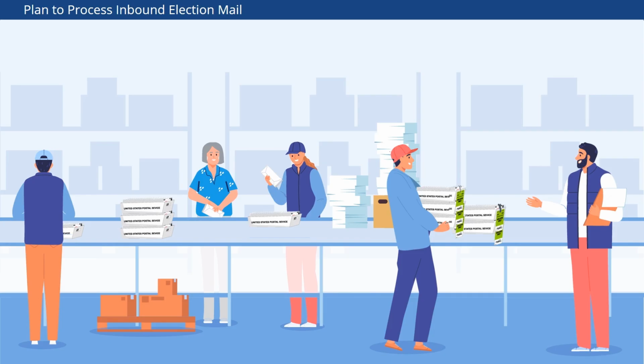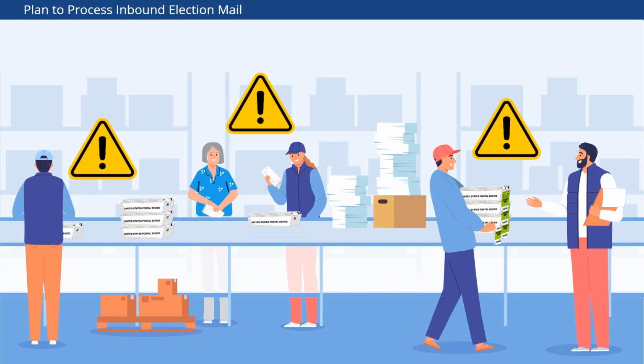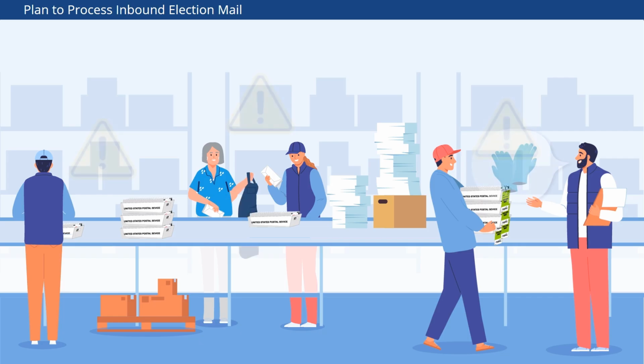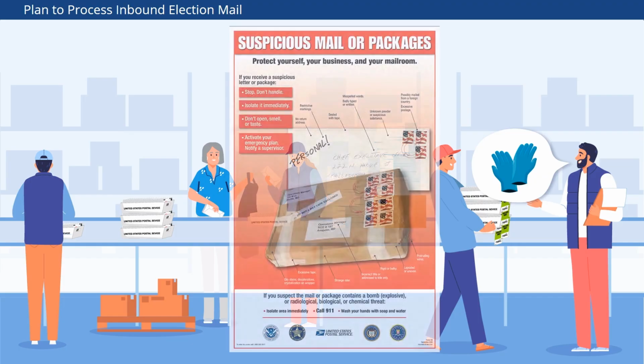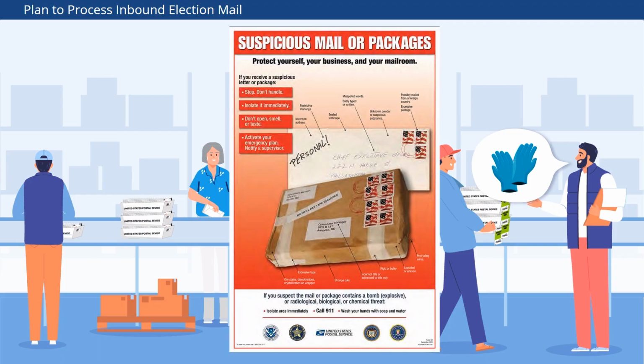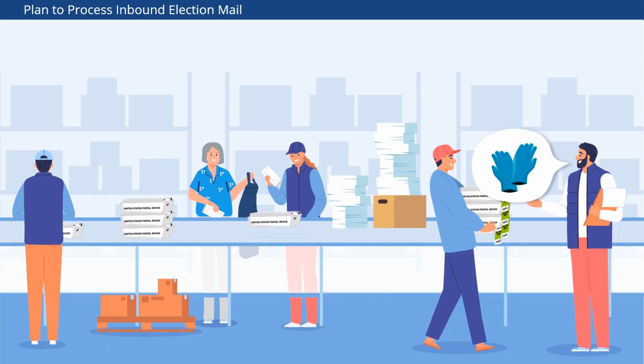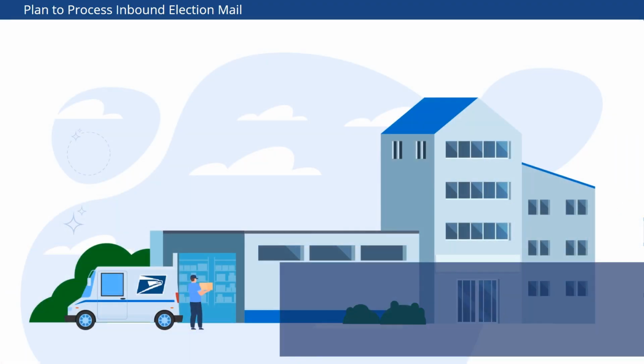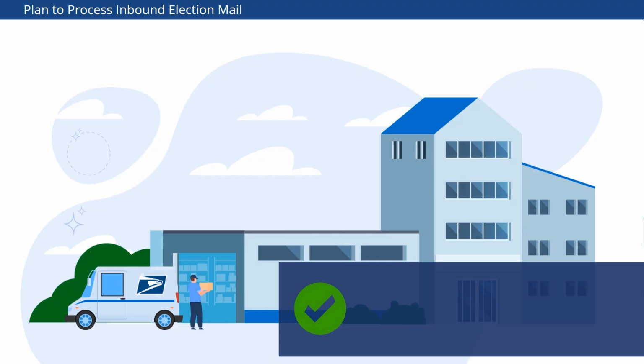While it's unlikely that you'll encounter potentially hazardous materials while processing election mail, it's important to take some basic precautions and have a plan, just in case. Train staff on the basics of identifying and handling suspicious mail, as well as responding to potential toxic exposure. The Postal Service provides visual guides that can be displayed anywhere you process mail to help guide staff in the event of an emergency. Here are a few best practices for processing election mail safely.